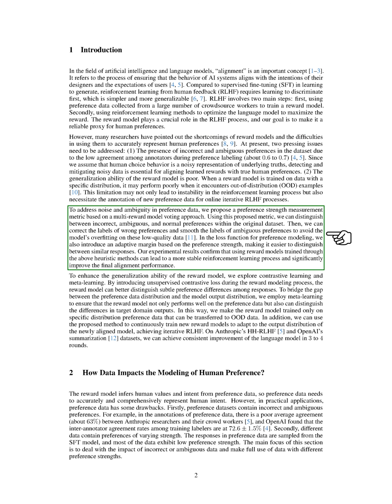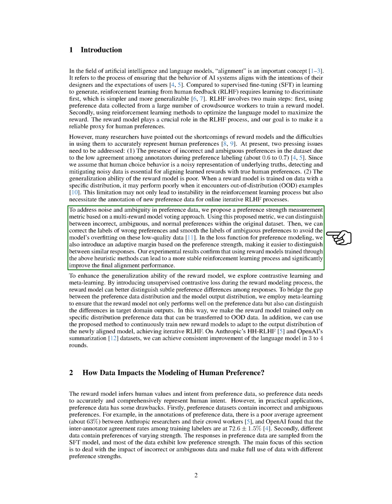To tackle noise and ambiguity in preference data, we propose a preference strength measurement metric based on a multi-reward model voting approach. With this proposed metric, we can differentiate between incorrect, ambiguous, and normal preferences within the original dataset. Then, we can correct the labels of wrong preferences and smooth the labels of ambiguous preferences to prevent the model from overfitting on these low-quality data.